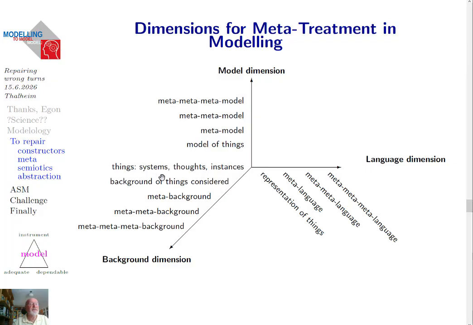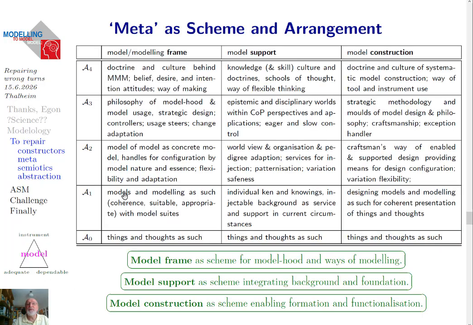Let's say we have things, systems and sorts and instances we consider, then we have a background of these things considered. And then we have a meta background that is maybe our system or tactical way of how to handle the background. Or we have a strategic background that are our beliefs in our thought collective or thought group. And then we have at least 3 dimensions to consider for meta treatment. We can do it systematically.